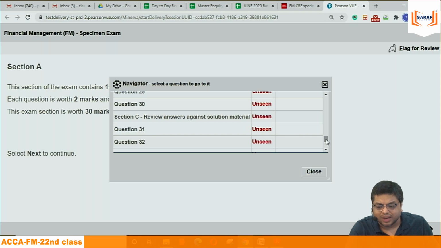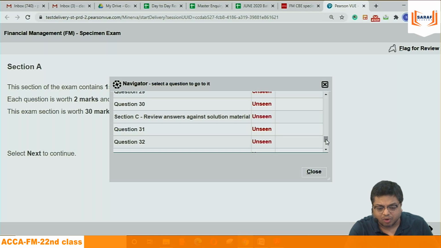1 mark, 1.5 minutes. That means for part C, 40 marks, 40 into 1.5, 60 minutes. But then I am excluding the 30 minutes for reading anywhere. So you can see that along with the reading, you can take 70 to 75 minutes maximum in part C.